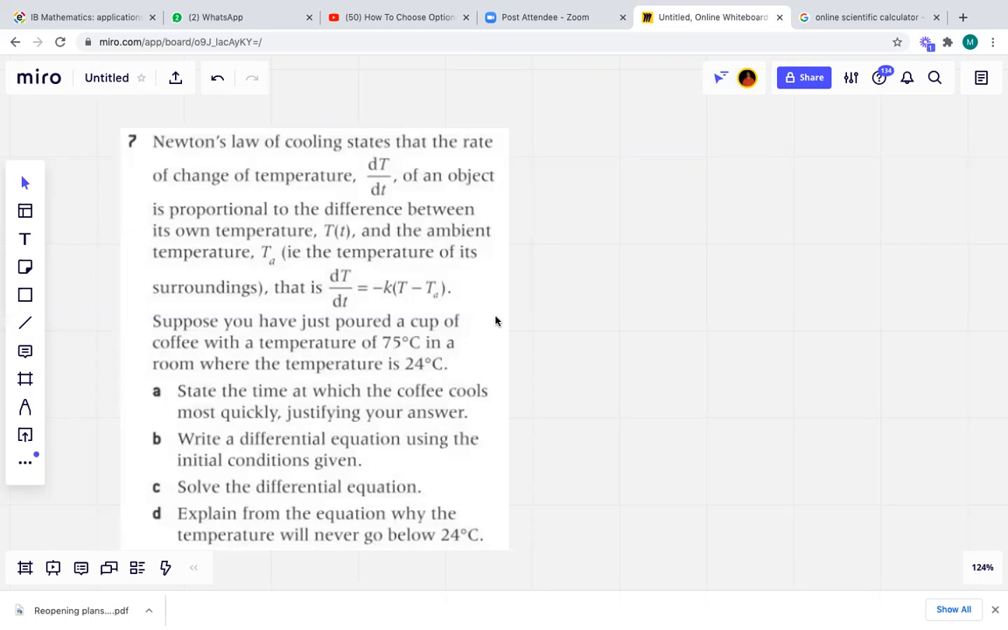Suppose you have just poured a cup of coffee with temperature of 75 degrees Celsius in a room where the temperature is 24 degrees. Basically, in place of T we have to put 75, and in place of Ta you have to put 24.